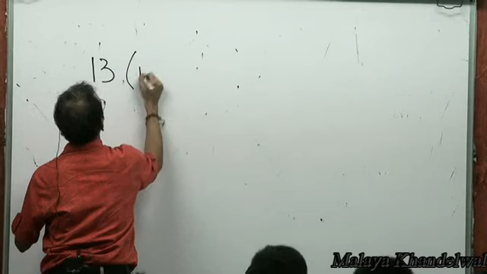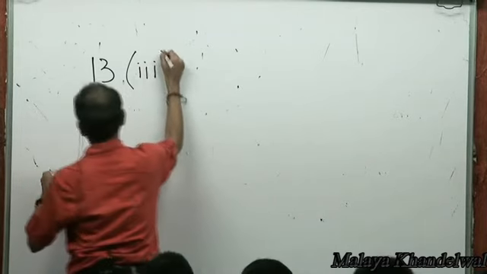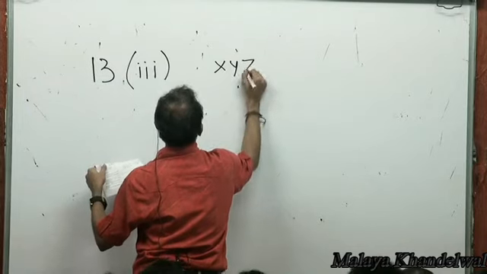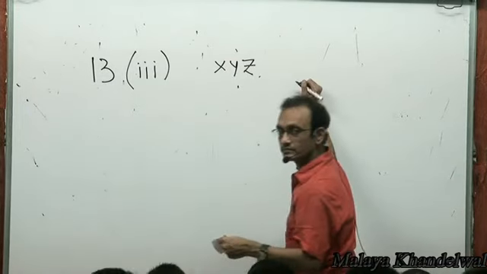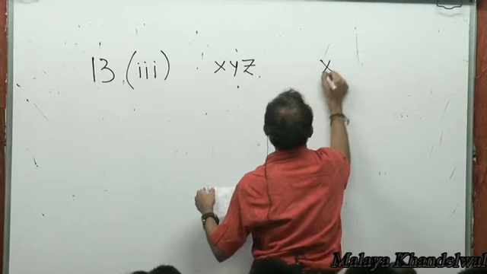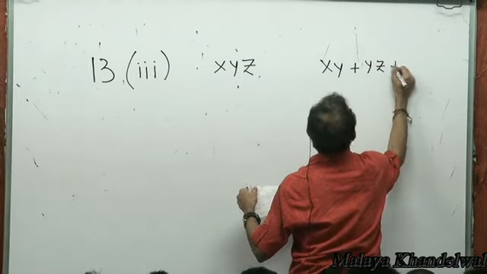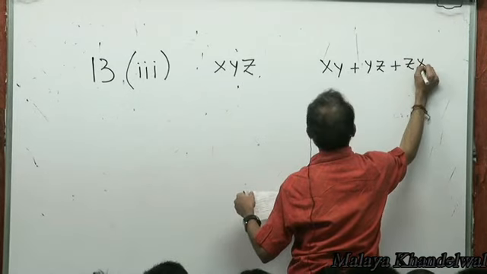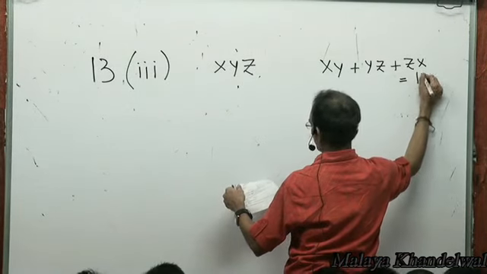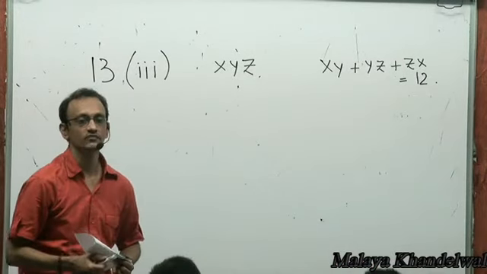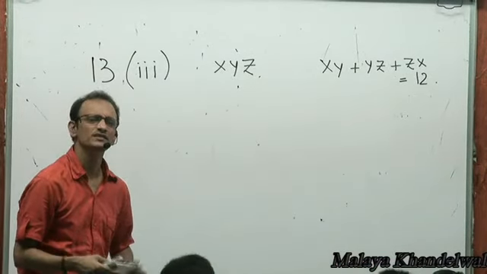13 part 3. x, y, z are positive numbers, and it's given that xy plus yz plus zx is 12. We want to find the greatest value of xyz.